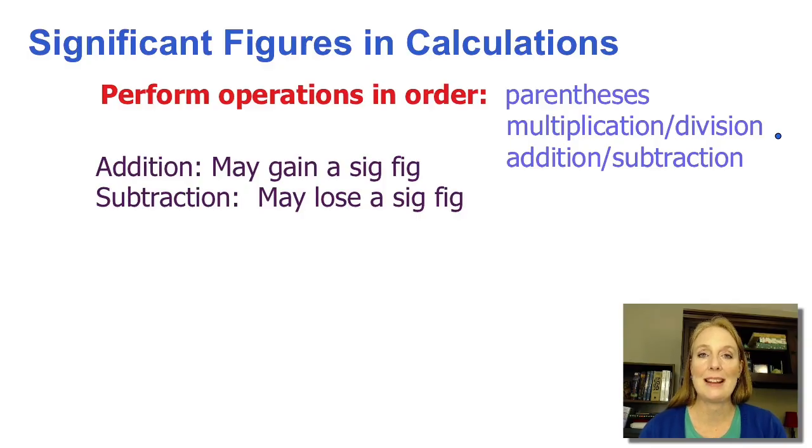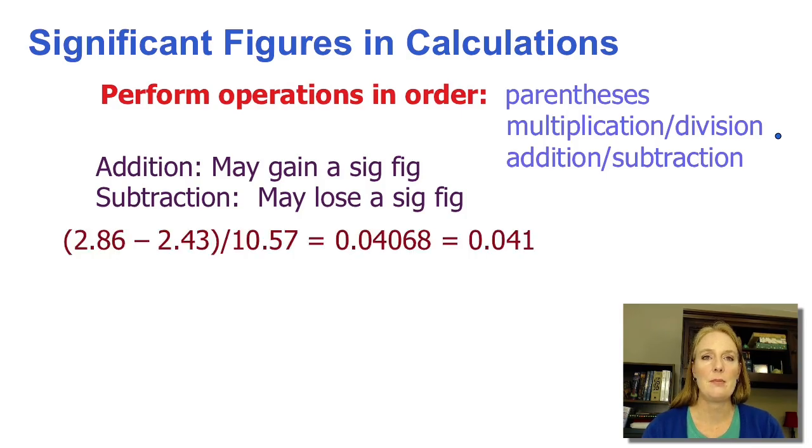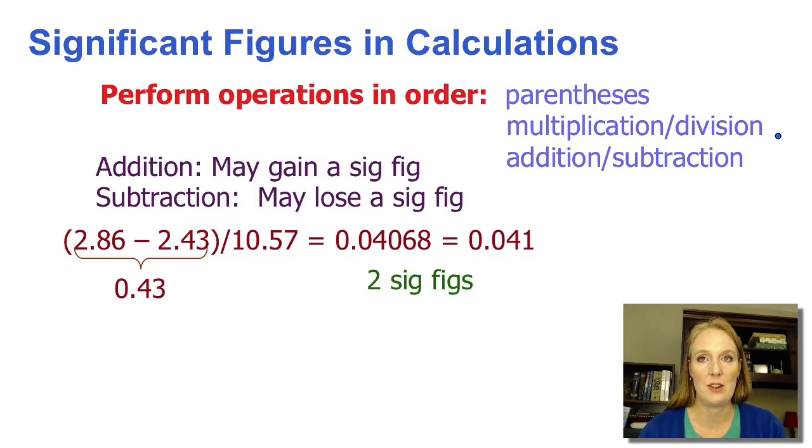Remember, in addition you might gain a significant figure, and in subtraction you might lose a significant figure. So let's do an example of that. In this problem I have 2.86 minus 2.43. That's inside the parentheses, so I would do that first. The number that results from that doesn't have 3 significant figures, even though both of those numbers do have 3 significant figures. The number that results from that is 0.43, and it only has 2 significant figures.